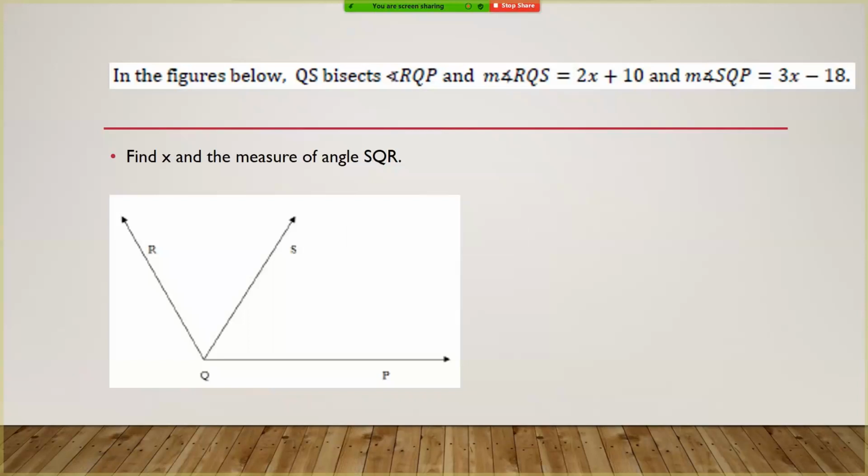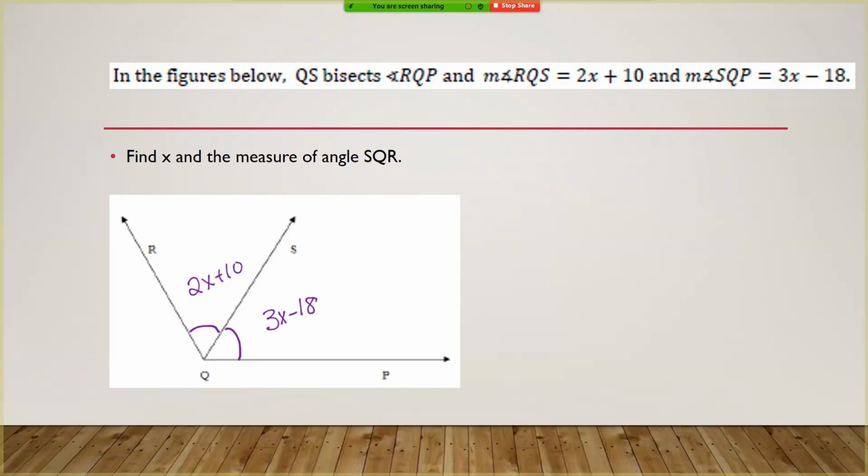For the next question, we are given a figure and we're told that QS bisects angle RQP. So that would be the ray in the middle is bisecting the larger angle. So automatically, I know that this angle here is congruent to this angle here. And then we're told that RQS is 2x plus 10. And angle SQP is equal to 3x minus 18. So really they're just giving us an equation.